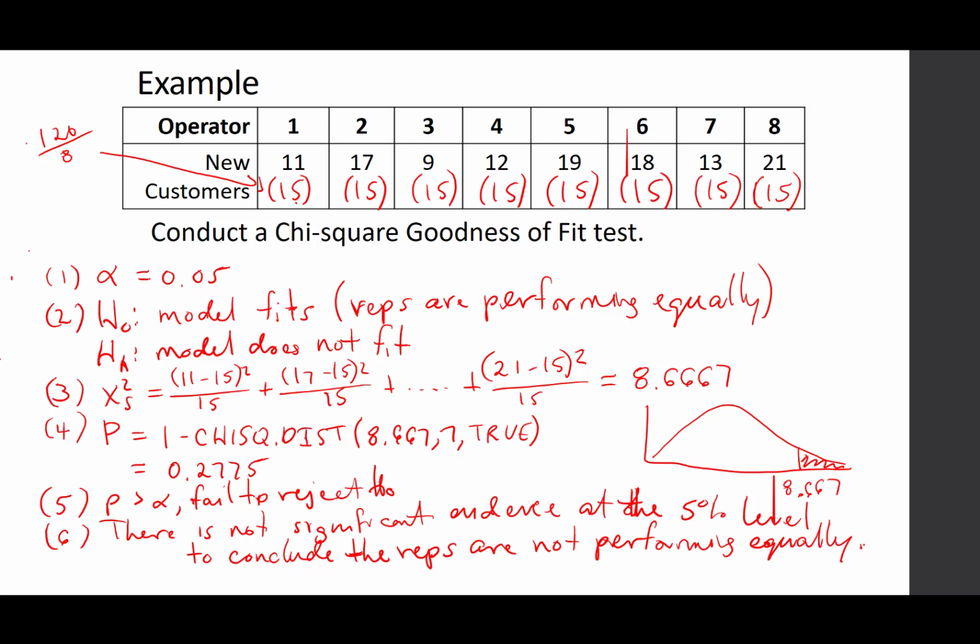Okay, so when you fail to reject the null in the goodness of fit test, it kind of sounds like a double negative. So you'll see a lot of people interpreting in this like, you know, that the reps are performing equally. But we're going to stay away from that because we're going to stay in the parameters of strict hypothesis testing, and we're going to interpret this the same way we have all of our other tests. Here there is not significant evidence to conclude the alternative, that the reps are not performing equally.